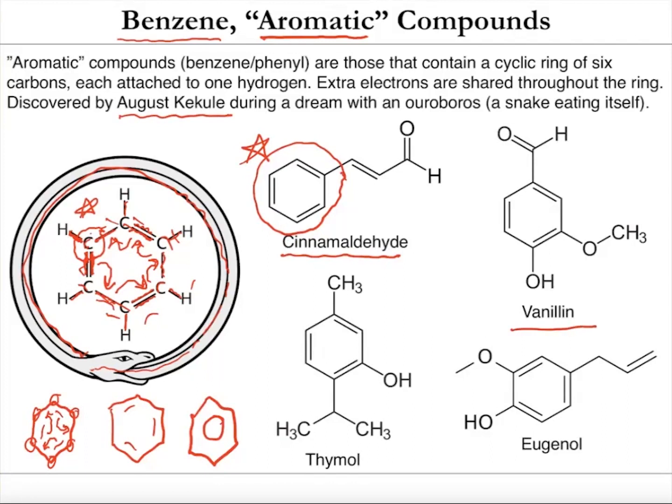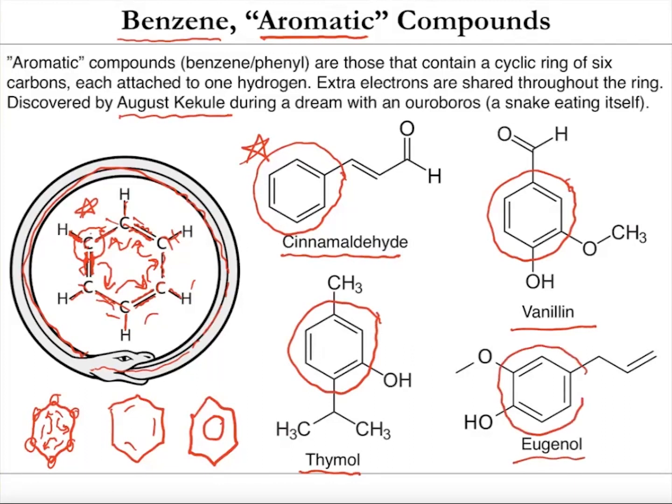Vanillin is another one. You can see it has this ring here, and that's what gives vanilla the smell and taste that it has. Thymol has this ring right here. That's what gives the herb thyme its smell. And then eugenol is another molecule that has one of these benzene or aromatic rings right here. Eugenol gives the scent and flavor to a lot of different things, including cloves.